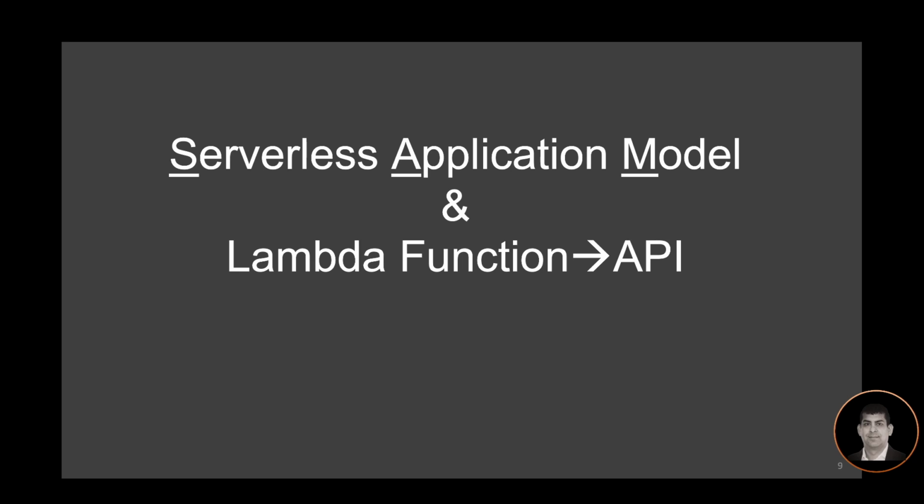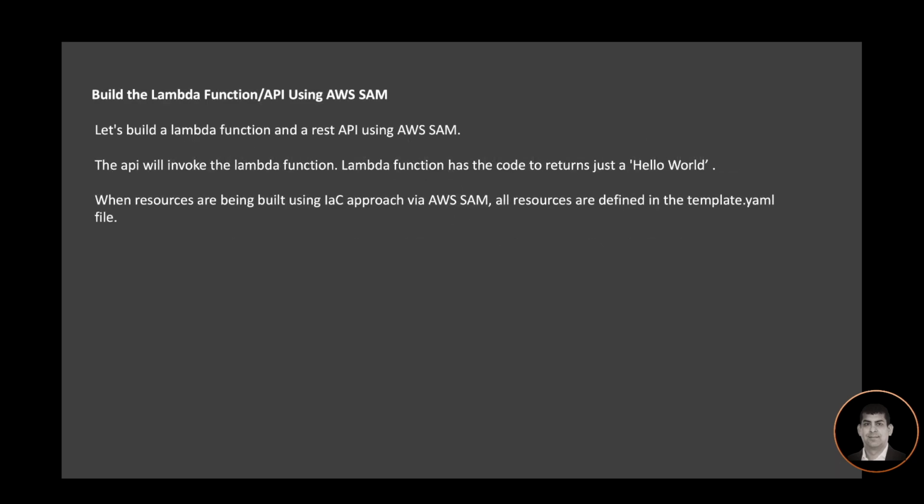Let's look at Serverless Application Model and Lambda function and API. Let's build a Lambda function and a REST API using AWS SAM. The API will invoke the Lambda function. Lambda function has the code to return just a hello world.